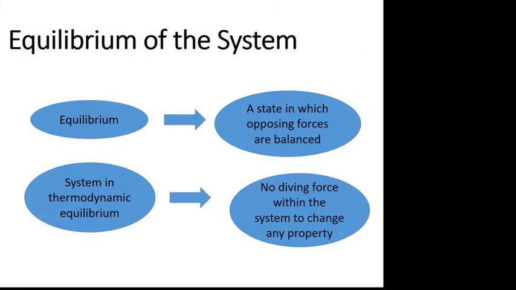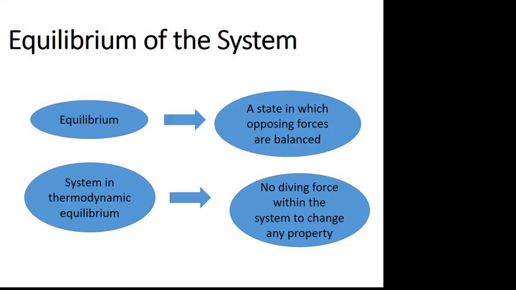Now, the next term is equilibrium of a system. Equilibrium, as such, means a state in which opposing forces are balanced. For example, if you take a reversible chemical reaction, when the rate of the forward and the backward reaction is the same, we say it attains equilibrium.